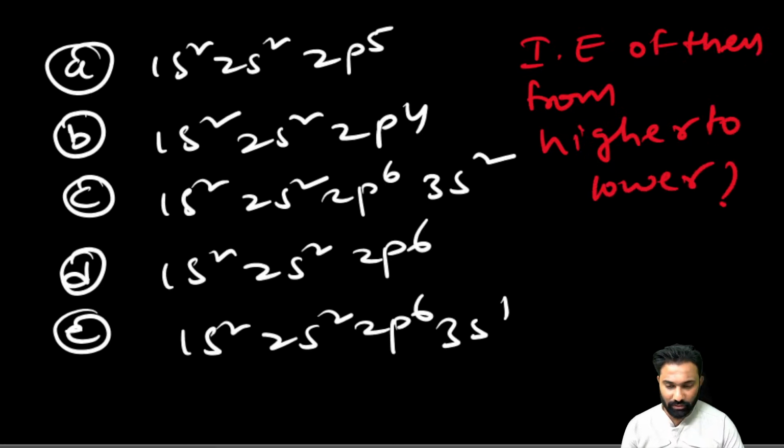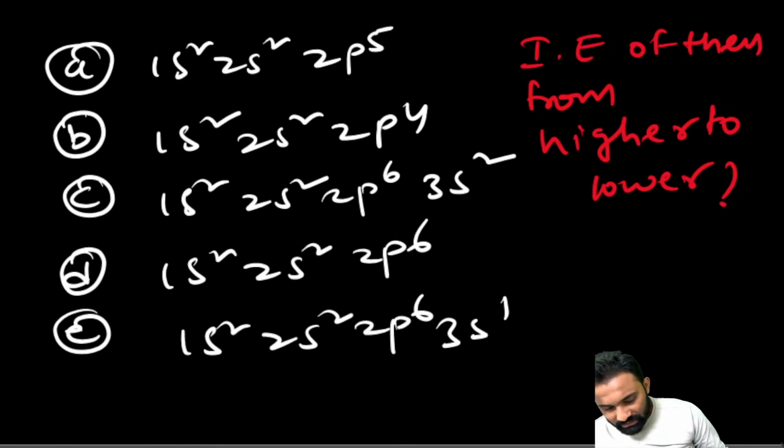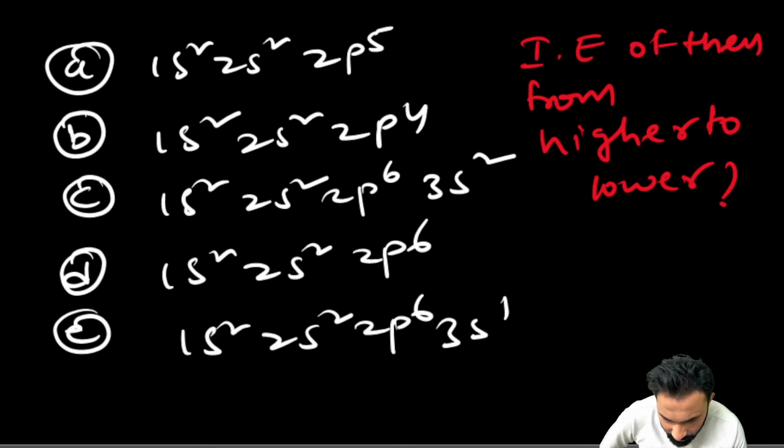From higher to lower. Which one among all of these has the higher ionization energy? Now you have to say. Arrange the ionization energy from higher to lower.